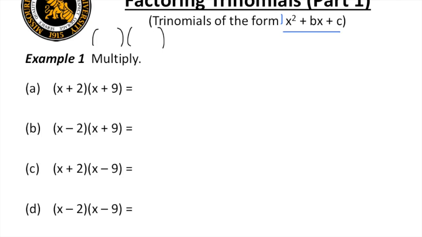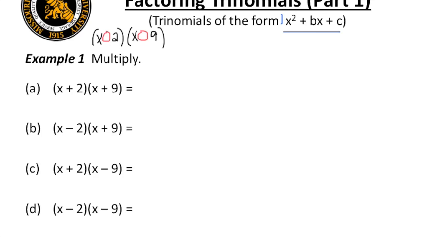In each pair of binomials, the first term of each binomial is an x. Furthermore, the second term of the first binomial consists of a 2, and the second term of the second binomial consists of a 9. The only difference between the 4 pairs is the operation that connects the 2 terms in each binomial. So let's begin with example 1a. We're asked to multiply x plus 2 times x plus 9.